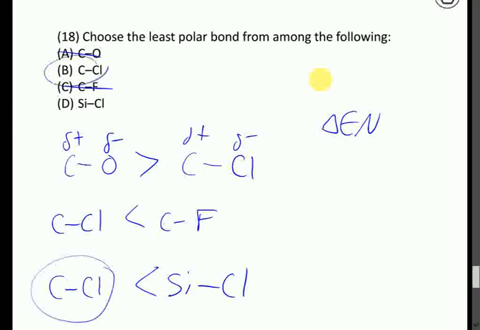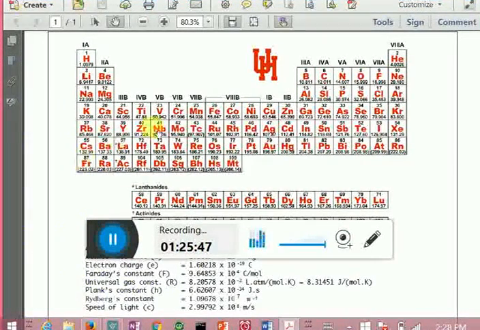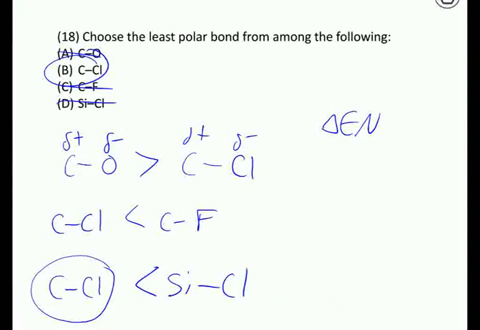Okay? So compare them two at a time, and it's the difference in electronegativity. This probably wasn't the best choice of examples because there's a little bit of ambiguity whether carbon or chlorine is more electronegative. But you look for the difference in electronegativity, which is how far apart they are, lower left to upper right in the periodic table. And that tells you which bond is more polar.